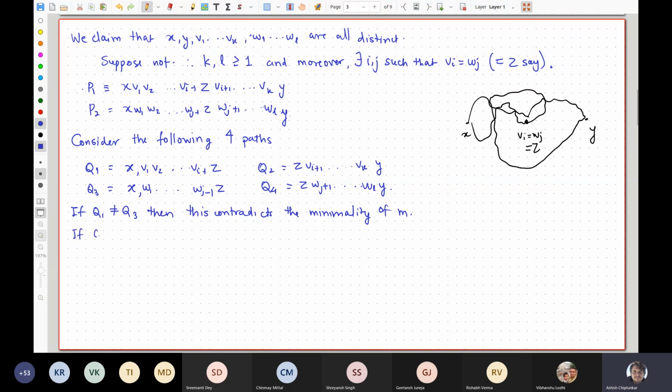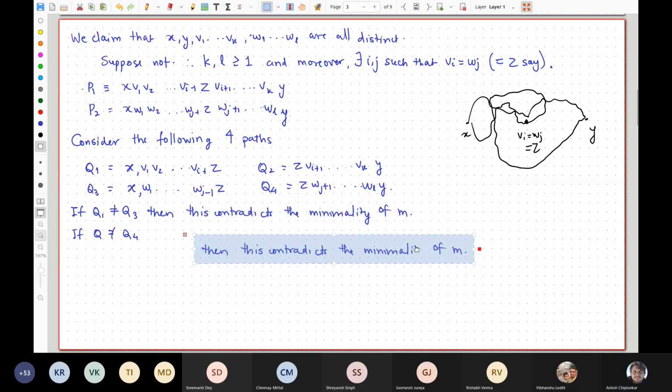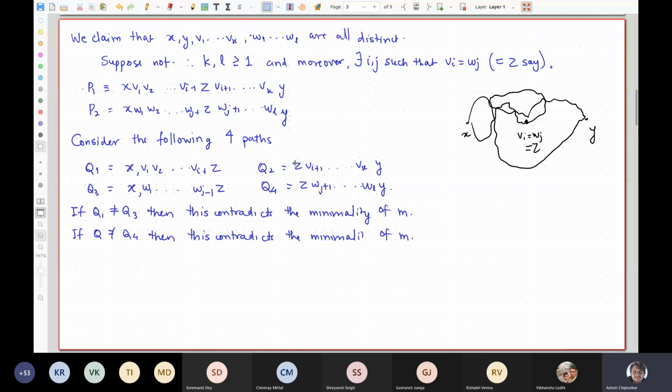Similarly, if Q2 not equal to Q4, then again this contradicts the minimality of m. Why? Because we have found two distinct paths between the same pair of vertices z and y. By the way, when I say Q1 not equal to Q3, I'm just saying that they're not completely the same. They could have some overlaps and so on. I don't care.